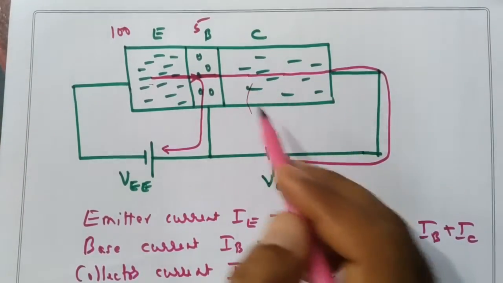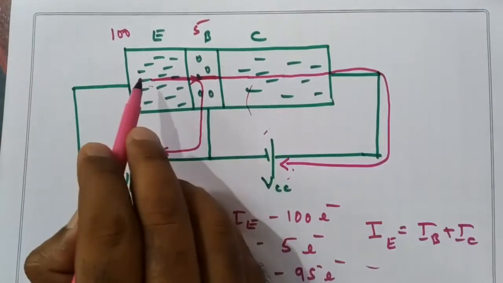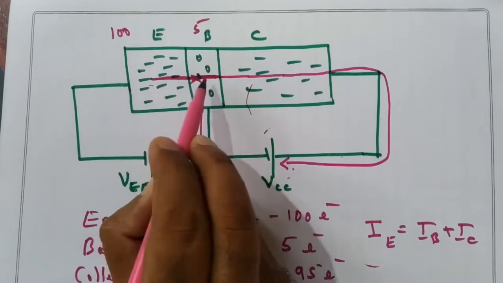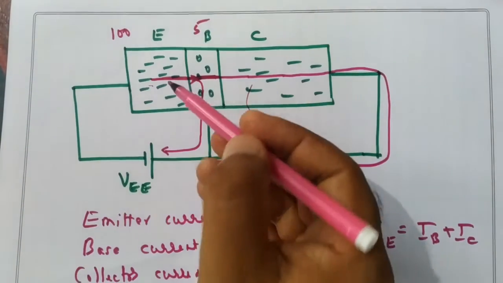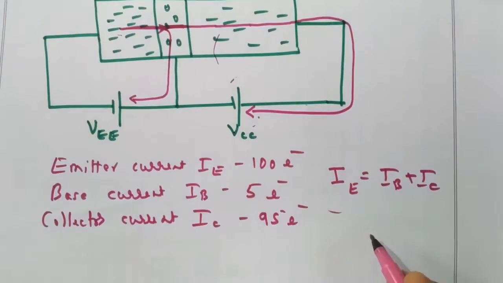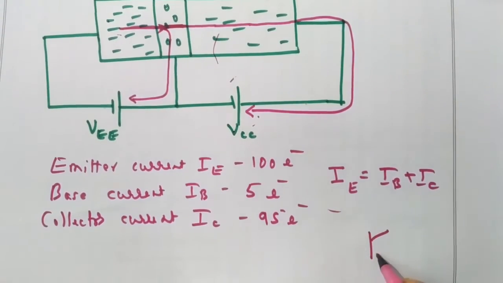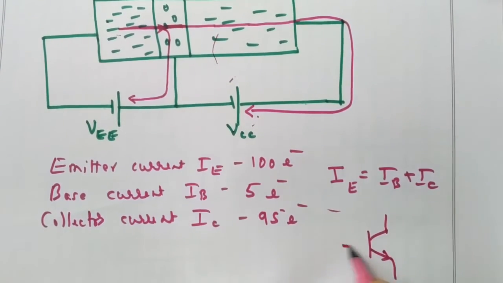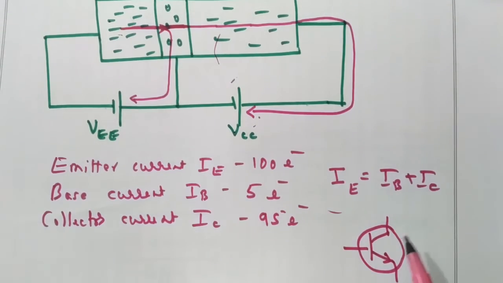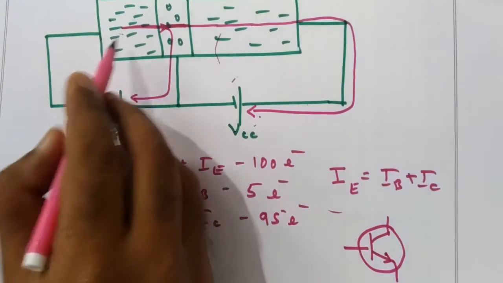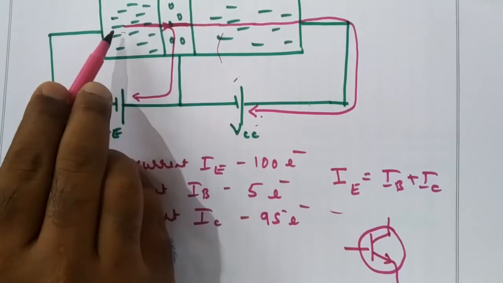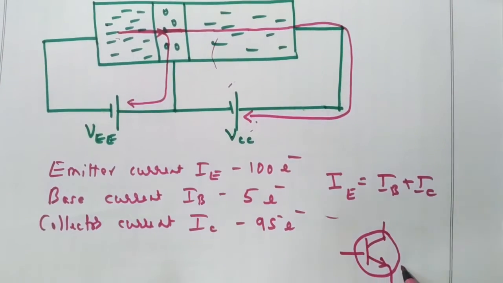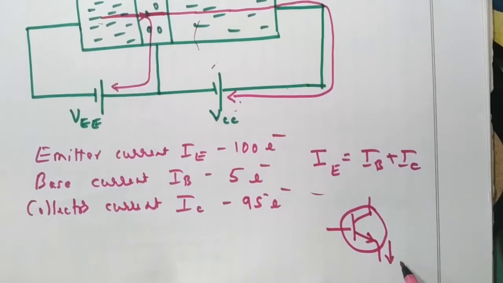Now what is the direction of flow of current? This is the direction of charge carriers from the emitter to the collector. Here the electrons are going into the emitter. So the emitter current is out of the emitter. If I write the symbol of an NPN transistor, emitter current is out of the emitter because electrons are going into the emitter. So the current is out of the emitter. So this is the emitter current, IE.